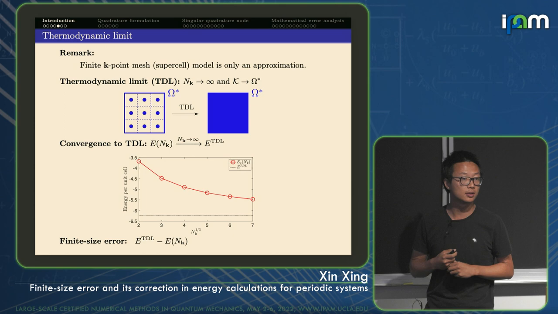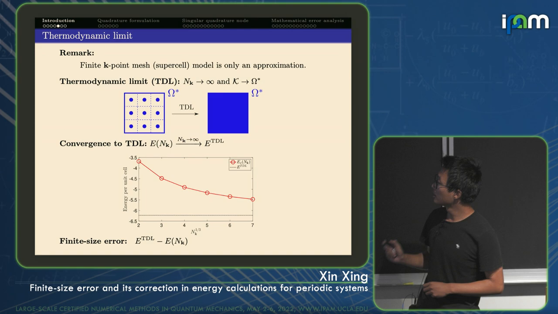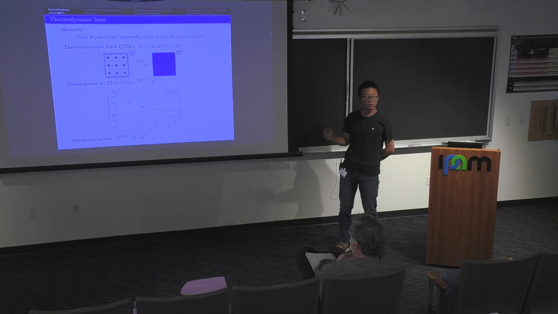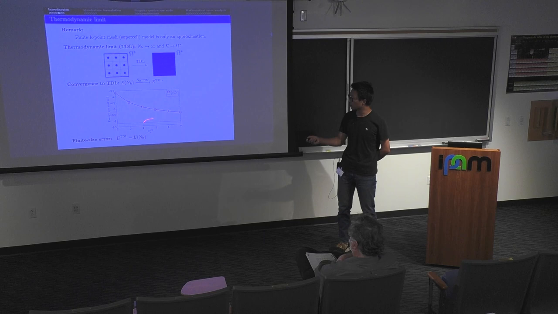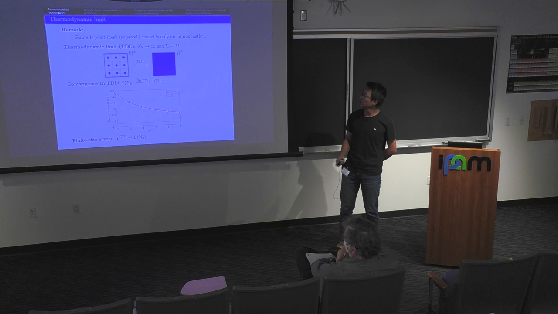So here is a simple example of the exchange energy calculation for a 3D diamond system using a minimal basis set. As you can see, when we gradually increase the k-point mesh size, or basically the supercell size, the computed exchange energy per unit cell will gradually converge to the thermodynamic limit result, which is indicated by this black horizontal line. And one important observation is that, with a finite k-point mesh, there is always a significant difference, at least in this case, between the exchange energy you compute with a finite k-point mesh and the one in the thermodynamic limit.